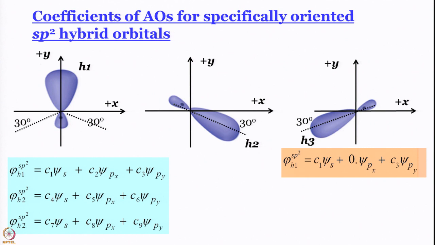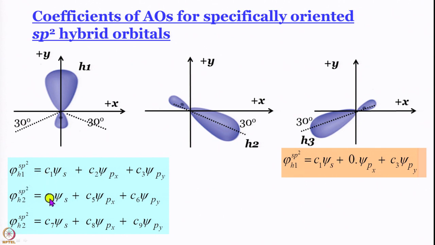Okay. Now, do we know what this C1 is? Actually, we do. Remember, C1 must be equal to C4, must be equal to C7, because the s orbital has to make an equal contribution to all the hybrid orbitals.